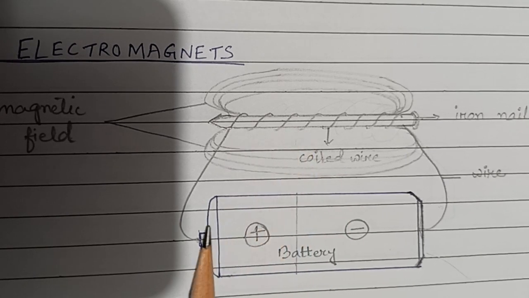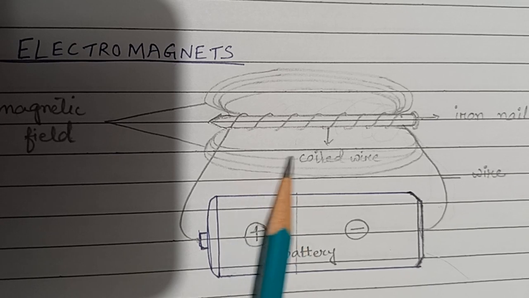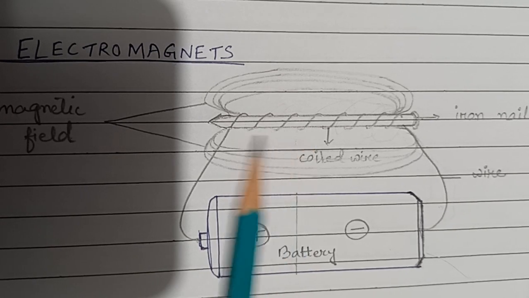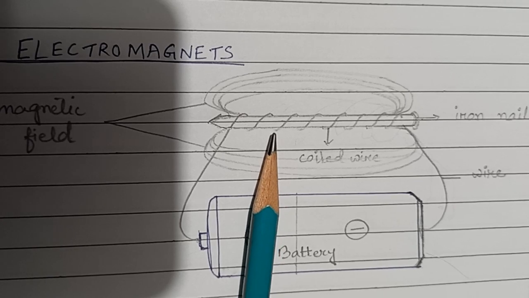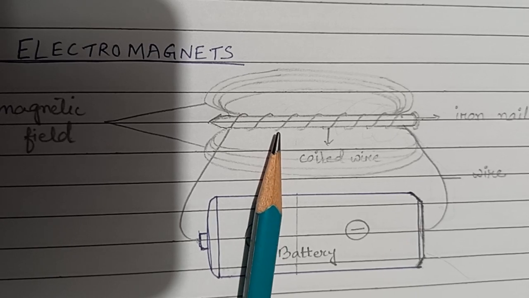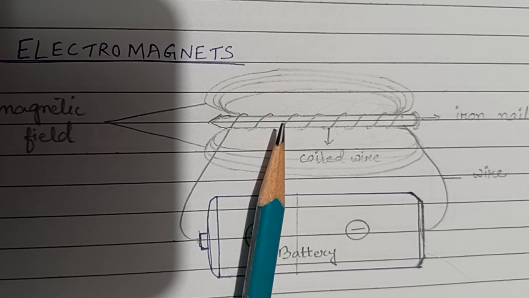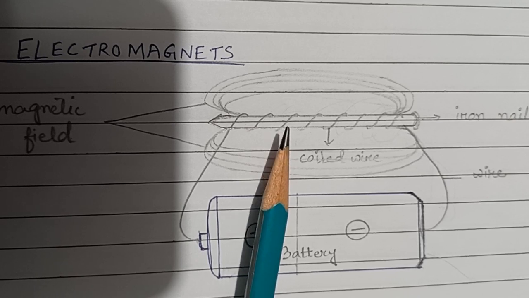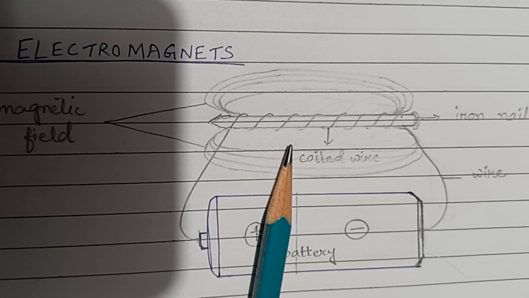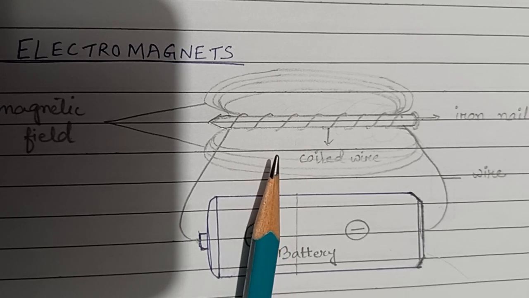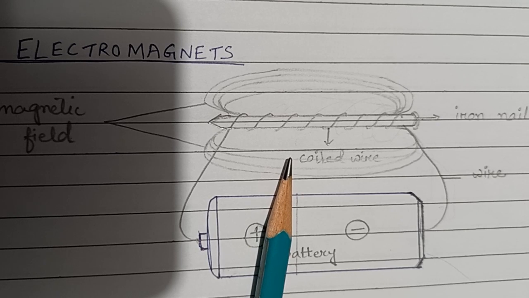Now since you connect this with a battery, electricity will be passed through this iron core, right? So when a coil is wound with an iron core, coiled wire, you can say iron core, it acts like a magnet as long as the electric current is passed through the wire, and this is known as an electromagnet. Understood?